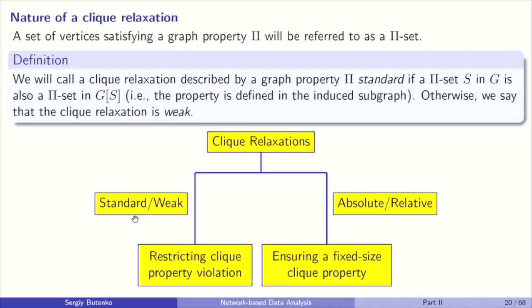So we have absolute versus relative, and standard versus weak. Weak relaxations are not very common. Where would S-clique be more applicable than S-club? Can you think of any situation of this sort? Generally, I would say S-club is typically a more reasonable definition of a structure based on distance, right? So clique relaxation based on distance.